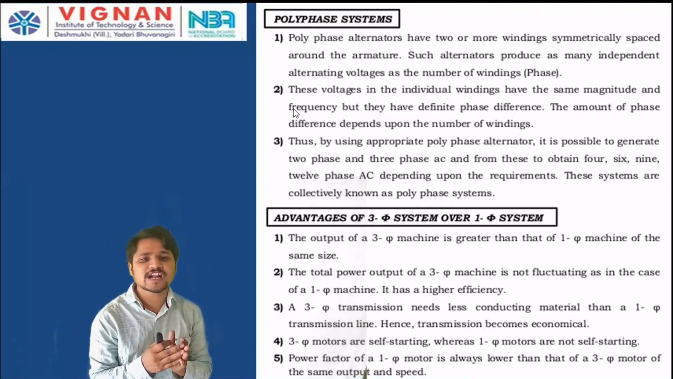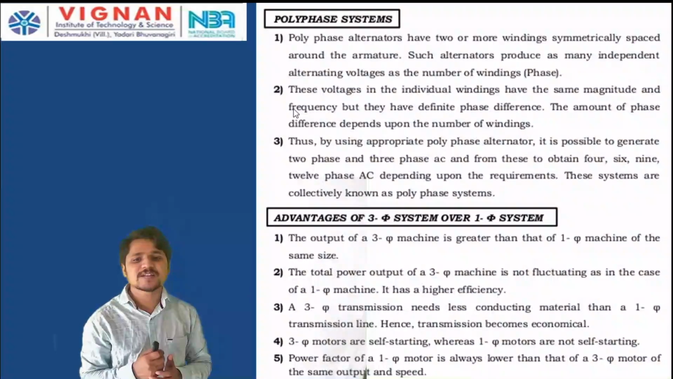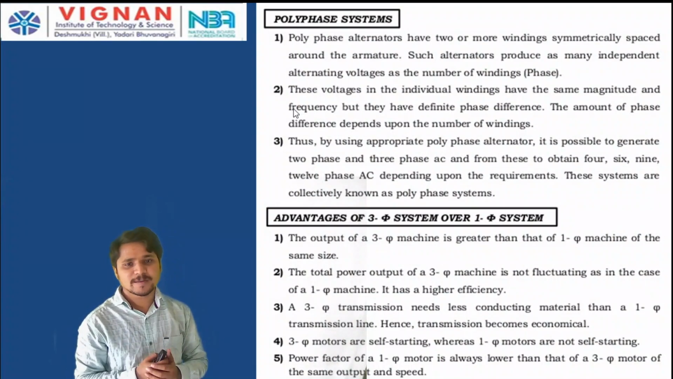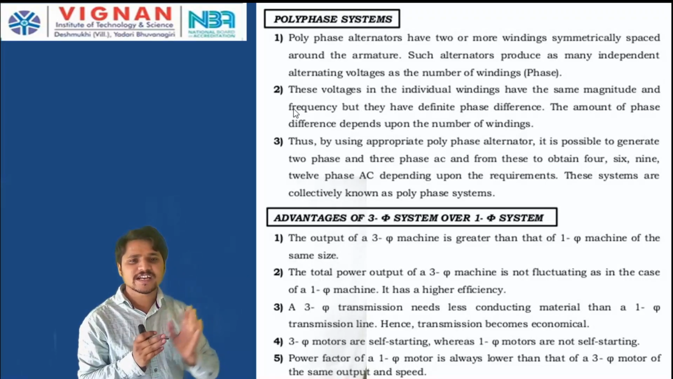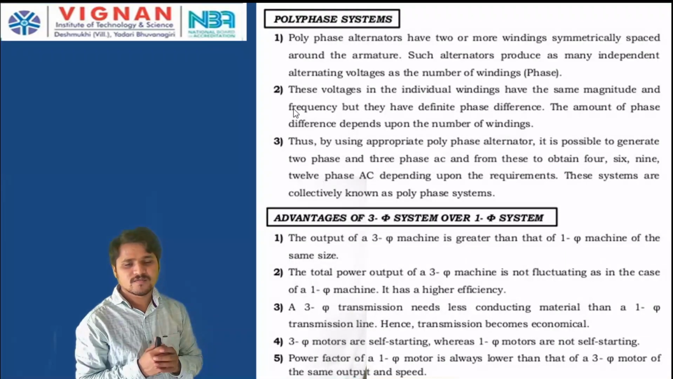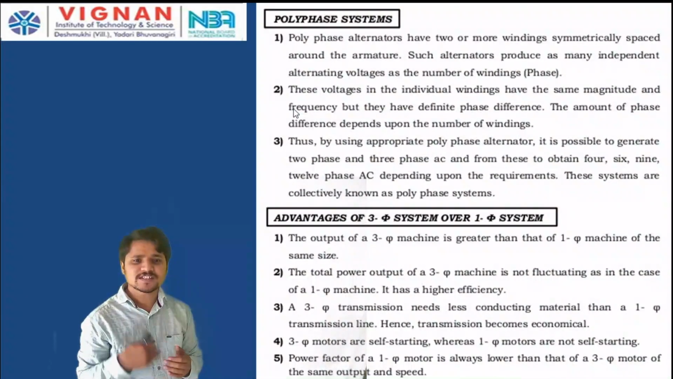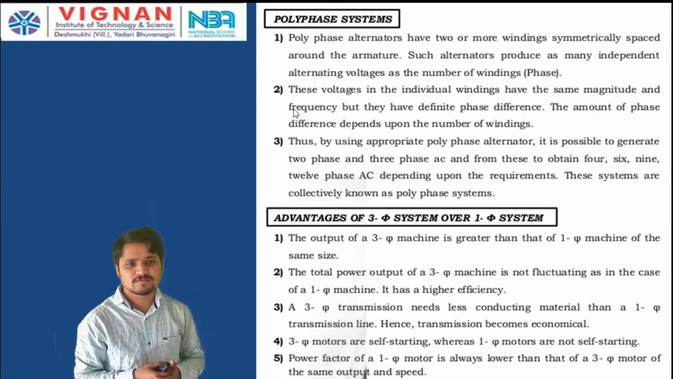Okay, and a three-phase transmission needs less conducting material than a single-phase transmission. Hence, transmission becomes economical. That means if you transfer 100 volt amperes of power using a single-phase system, you require more conductors. To transfer the same amount of power, 100 volt amperes, the conductor requirement is very less. We can save the copper cost, the copper or conducting materials, or conductors.